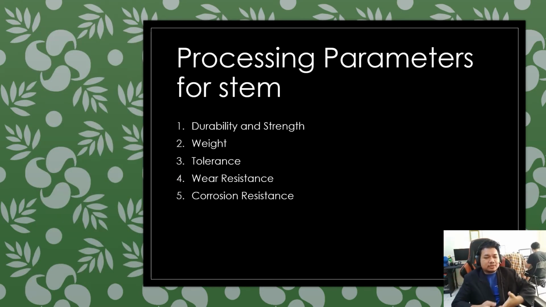I want to talk about the processing parameters for both the stem and the hinge. For the stem, the first is durability and strength, and the second is the weight, which must not be too heavy. The third is the tolerance, which we need to make sure is right so it can fit in place. The fourth is the wear resistance, since it will involve a lot of movement.